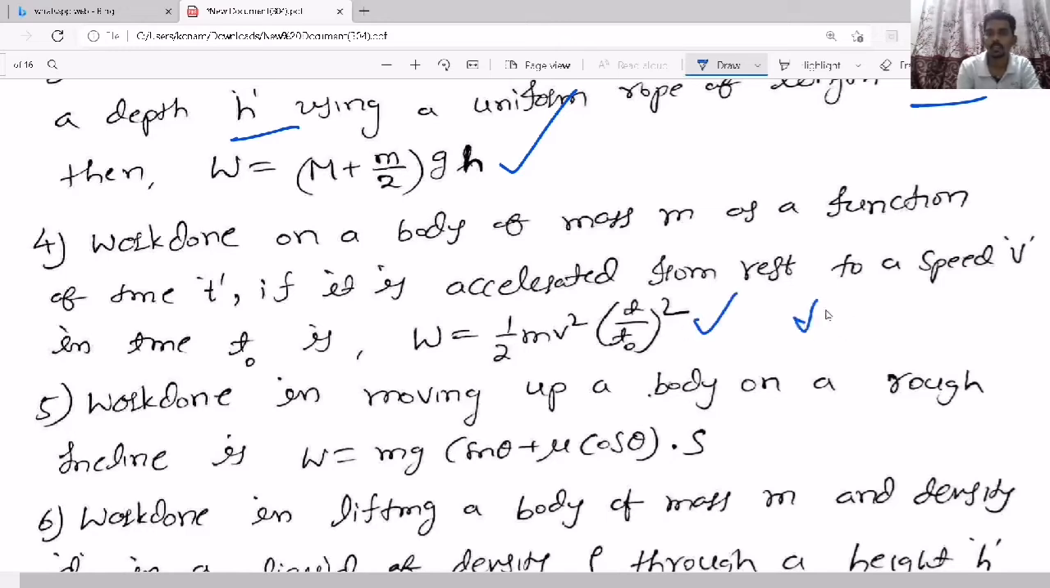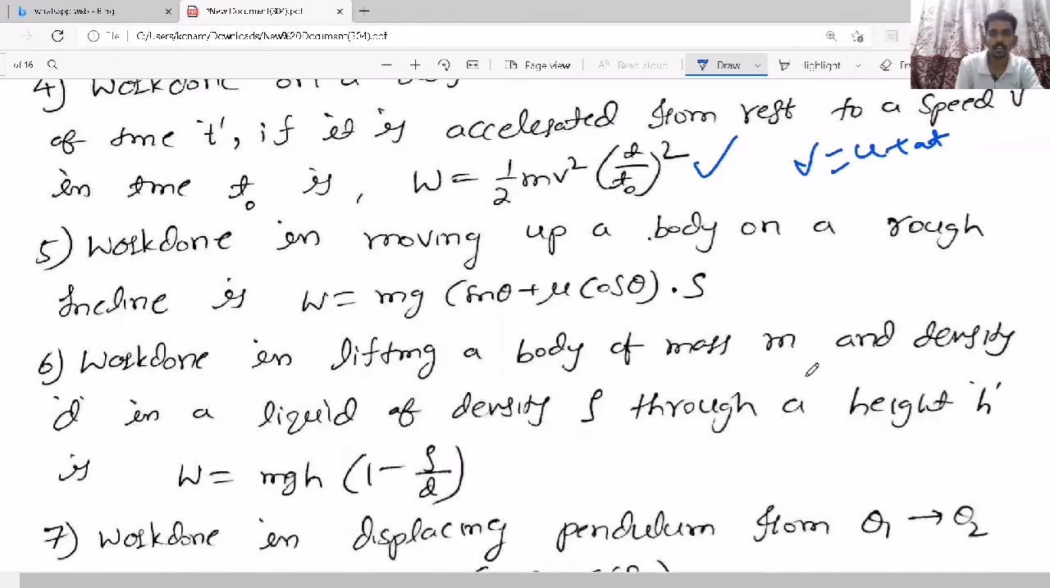Here you even need to apply the equation of motion, like v equal to u plus at. Just try to understand how that equation comes. Why am I telling this? Because if you try all these situations, then you will understand what kind of questions will come and how to deal with them. So please try to solve each and everything.